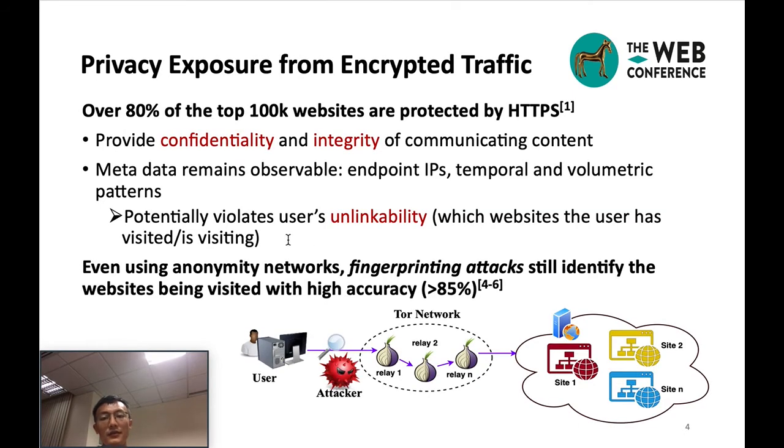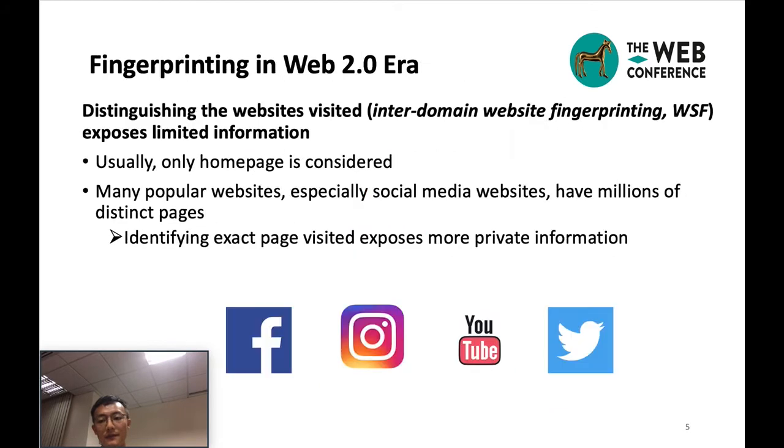Nowadays, over 80% of the top visited websites are protected by HTTPS, providing confidentiality and integrity for the data communicated. However, the metadata such as endpoint IP addresses, temporal and volumetric patterns of the encrypted network packets still could violate users' privacy property, the unlinkability property which prevents the network attacker from tracking which website the user has been visiting. Even using anonymity networks such as Tor, fingerprinting attacks in the literature have yielded high accuracy.